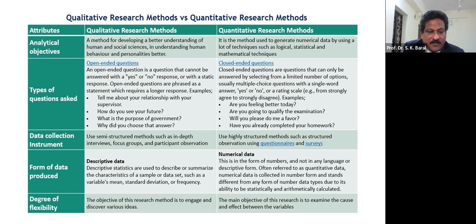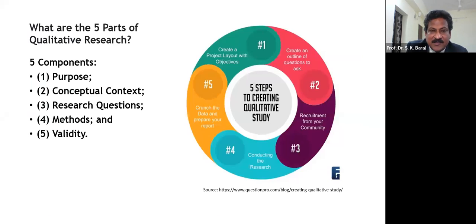And in case of degree of flexibility, the objective of research methods under qualitative is to engage and discover various ideas, various theories. In quantitative, the main objective of this research is to examine the cause and effect between the variables. So this is the basic difference.